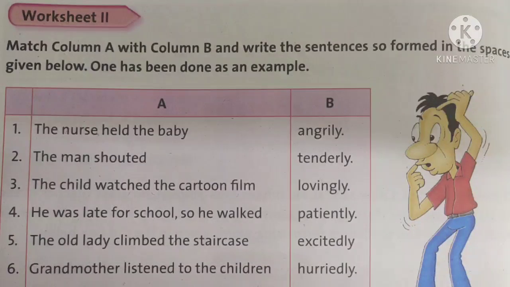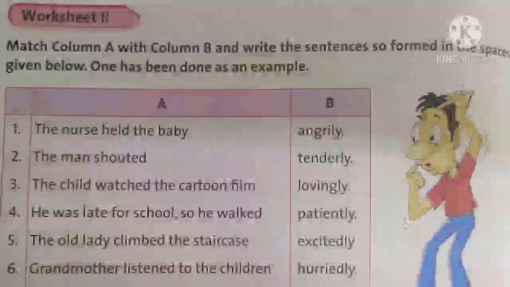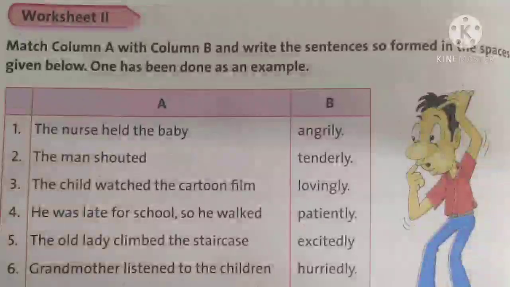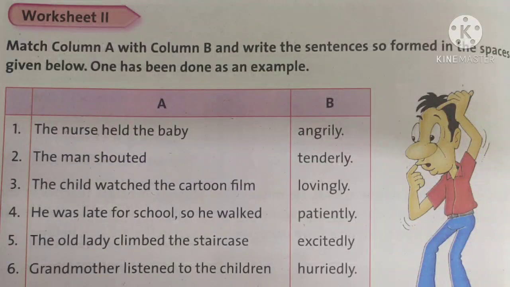Now let us come to worksheet 2. In this worksheet we have to match column A with column B, and in column A we have to underline the action word or verb. As you can see clearly, all the words in column B are adverbs and they are adverbs of manner. As you can see, all are ending with ly, and adverbs of manner show us the manner in which the action is happening. So let us start.